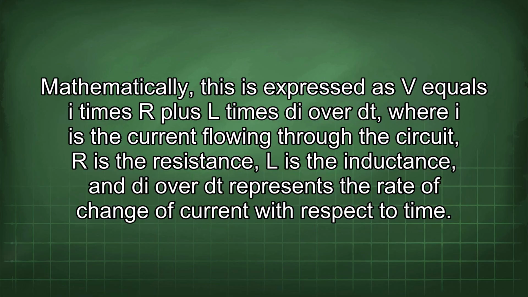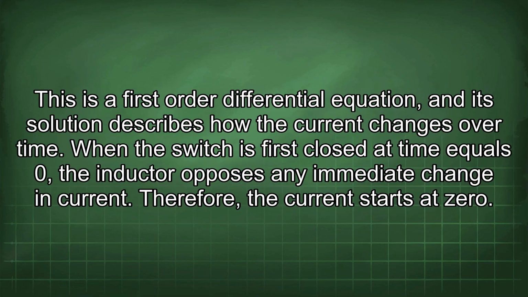Mathematically, this is expressed as V equals I times R plus L times dI/dt, where I is the current flowing through the circuit, R is the resistance, L is the inductance, and dI/dt represents the rate of change of current with respect to time. This is a first-order differential equation, and its solution describes how the current changes over time.